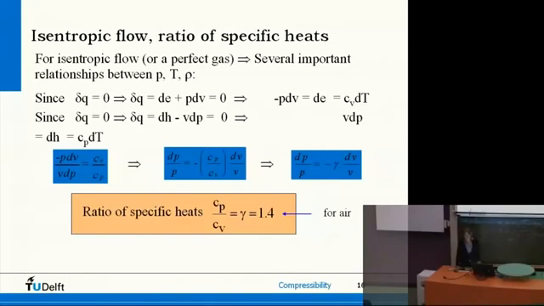So then I can simplify this a bit. dP over P is equal to minus gamma dV over V. And this gamma is dimensionless, right? And this is actually a dimensionless equation. On the one side, I divide pressure changes by pressure. On the other side, I divide specific volume changes by specific volumes, right?